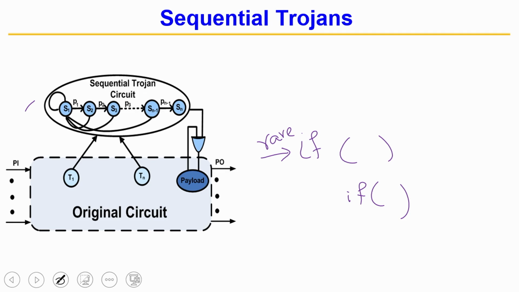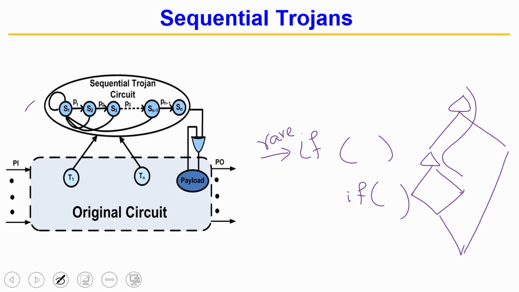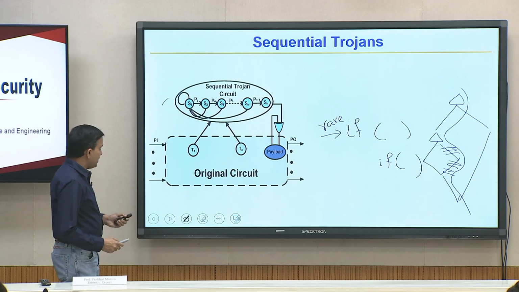If I draw pictorially, this is an if else, then this is another if, there is an else. So you already have 4 possible paths here, or 3. Maybe this particular path is rare, it did not get activated. That means a Trojan can easily hide somewhere here, somewhere there. That is basically the key idea.